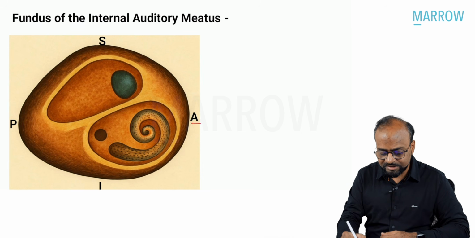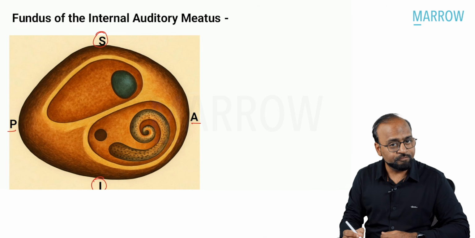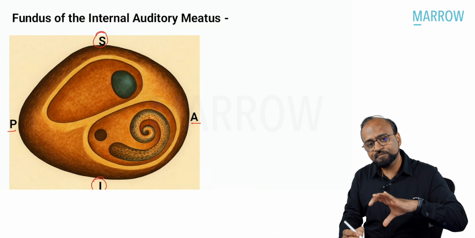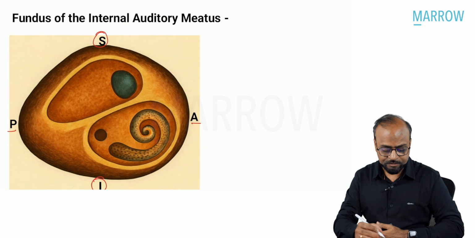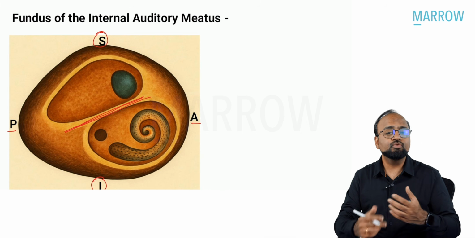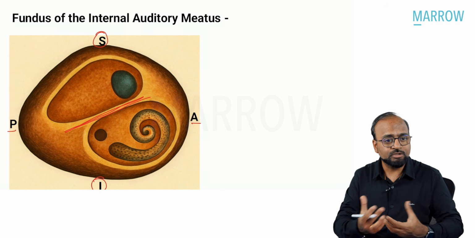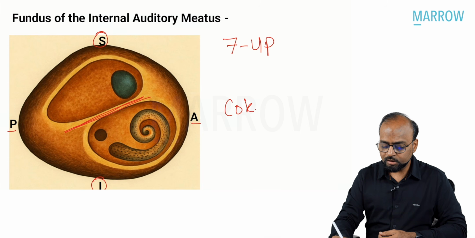So if this side is the anterior, this is the posterior, this is the superior and inferior part of the disc, this fundus of the internal auditory meatus is divided into upper and lower halves by this transverse bony crest. Now, how do various nerves and structures exit through this particular fundus? Remember the mnemonic 7 up, coke down.